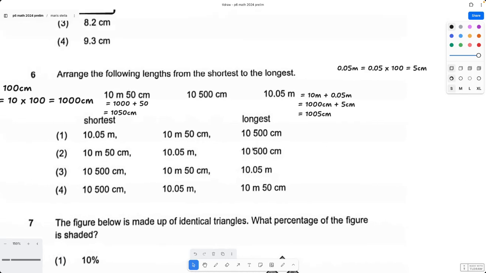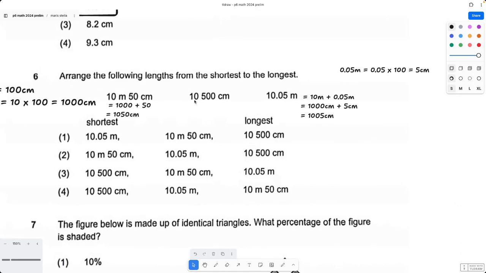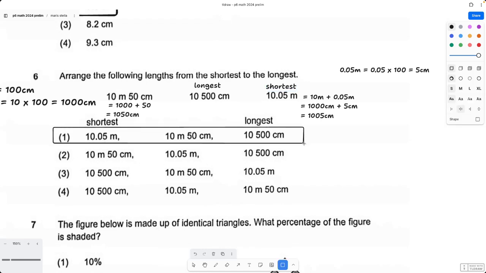So the answer to this is, the longest is 1050. The shortest is this one, 10.5. So 10.5 meters is the shortest, and this one is option number 1. There you go. All right, let's move on to the next question.